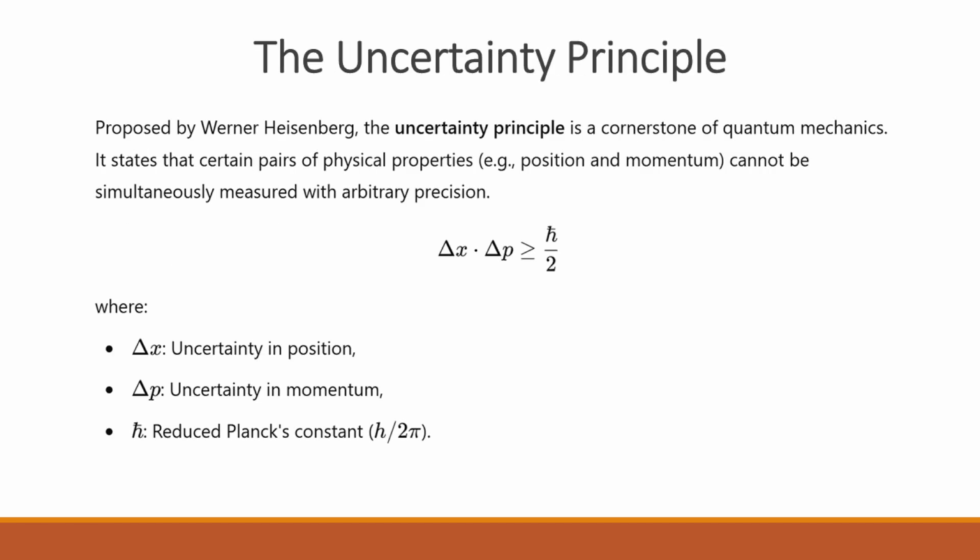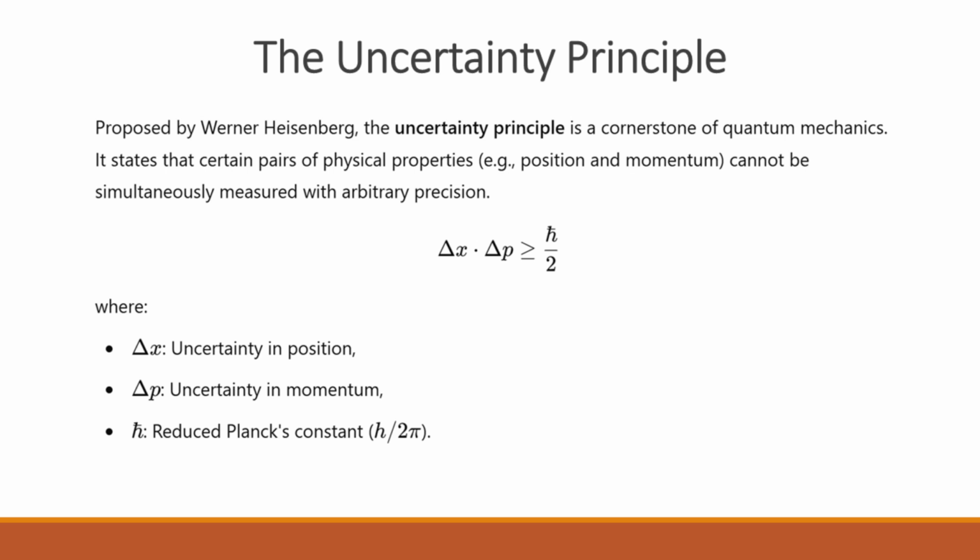The uncertainty principle, proposed by Werner Heisenberg, is a fundamental concept in quantum mechanics. It states that certain pairs of physical properties, such as position and momentum, cannot be measured simultaneously with perfect accuracy. Specifically, the more precisely one property is measured, the less precisely the other can be known.